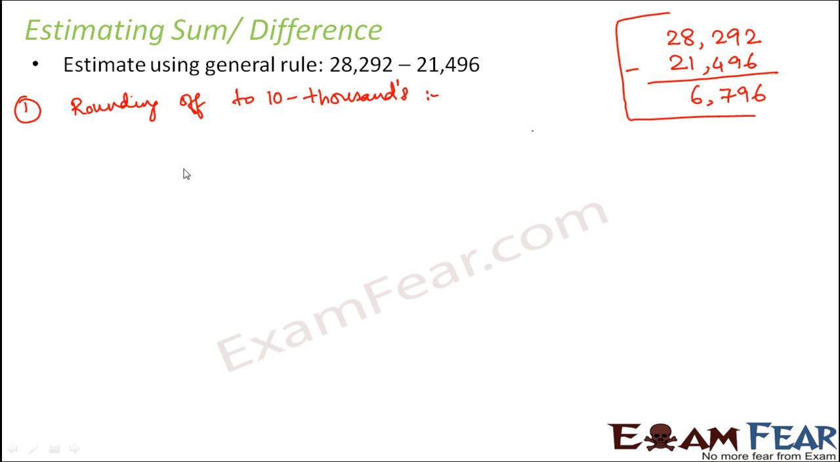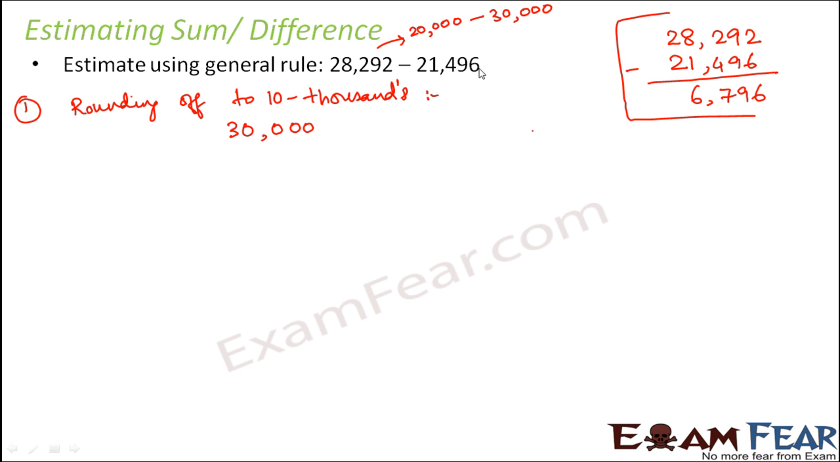So what would be 28,292? In that case, you can say that 28,292 lies somewhere between 20,000 and 30,000, right? So to which one is it closer? It is closer to 30,000. So 28,292 can be approximated to 30,000.